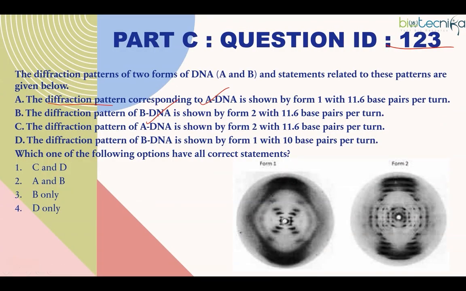And another question along with the unit 13 questions, this was the diffraction pattern of A DNA and B DNA. And they have given some forms actually. They have not mentioned which one. Form 1 and Form 2. So you have to identify which is what. Okay, and not only that, you also have to identify which form has what number of bases.